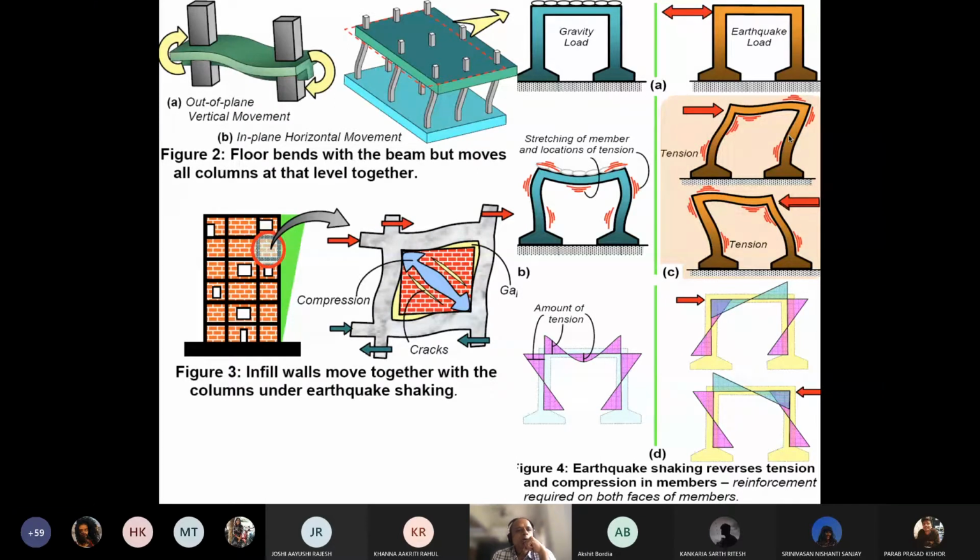Then in figure 2, you have floor bends in the beam, and you can see how the columns behave, particularly what happens with out-of-plane movements and what happens with in-plane movements. In figure 3, even within a frame structure, if there is a very strong earthquake, the infill panel gets compromised and cracks start developing in it. But if the reinforced frame is in place and stable, it is only the infill panel which gets affected. The building on the whole does not collapse.